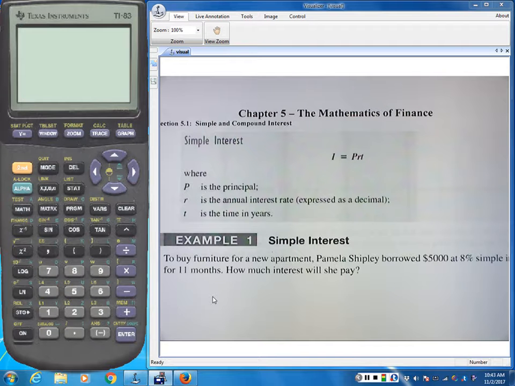Simple interest does not apply to credit cards. It doesn't apply to mortgages. It doesn't apply to loans taken out at most other banks. Banks usually use compound interest.